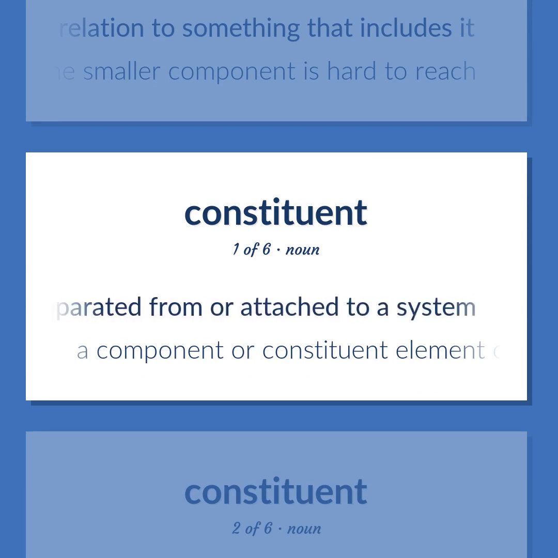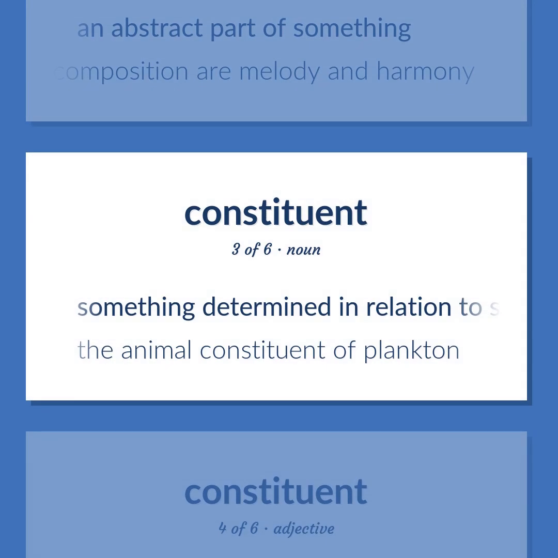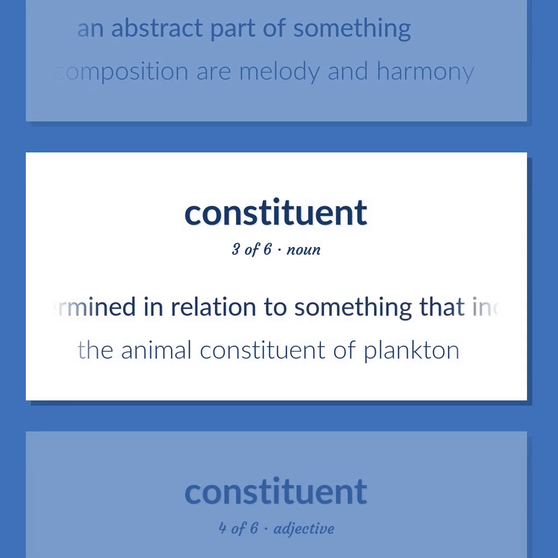A component or constituent element of a system. An abstract part of something. Two constituents of a musical composition are melody and harmony. Something determined in relation to something that includes it. The animal constituent of plankton.